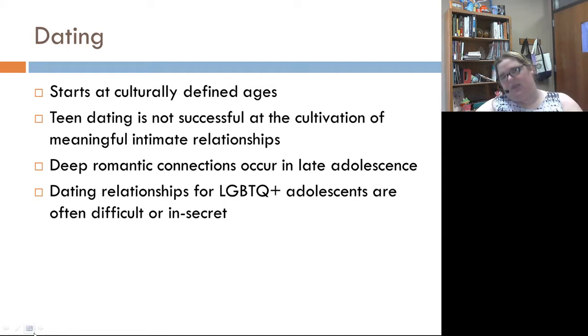Dating. Now, we will talk about dating later when we talk about relationships in adulthood, but in terms of adolescence, dating starts at a culturally defined age. So in some cultures, it could be 12, it could be 9. I've seen 9-year-olds with girlfriends and boyfriends. I don't really know what you have to talk about at 9, but maybe there's some kind of video game or YouTube channel. I don't know what 9-year-olds are doing these days.